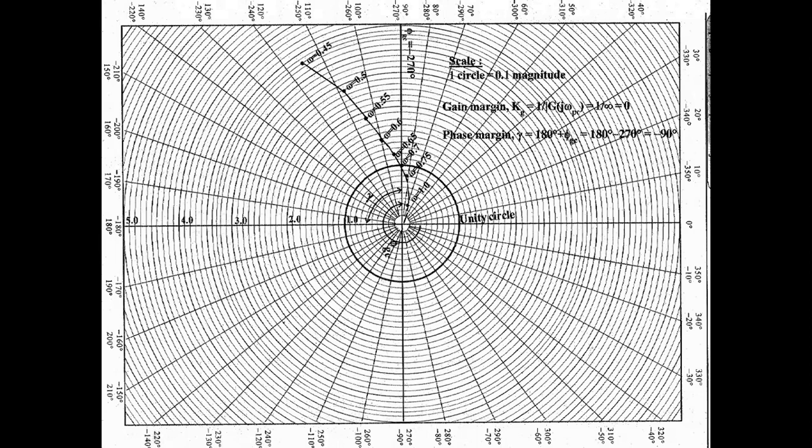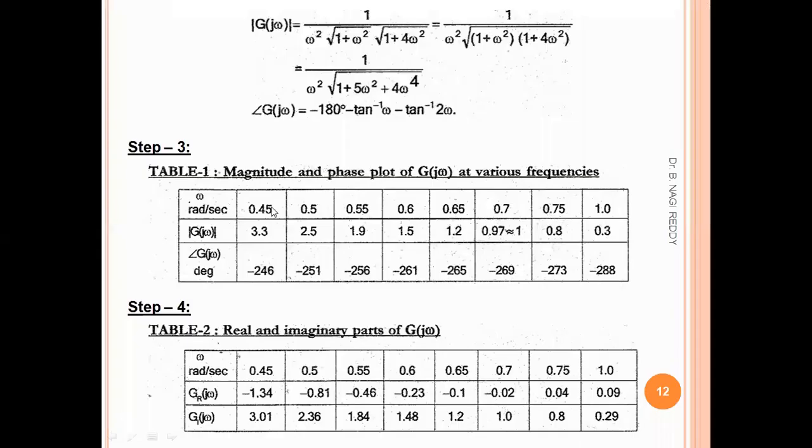First and foremost, in the polar plot, we have to draw a unity circle. For each and every polar plot, we have to draw a unity circle, whether it is on the polar graph sheet or on the rectangular graph sheet. Whatever the graph sheet may be, you have to draw the unity circle. Unity circle means the radius of the circle is 1. So draw the unity circle and use step 3.